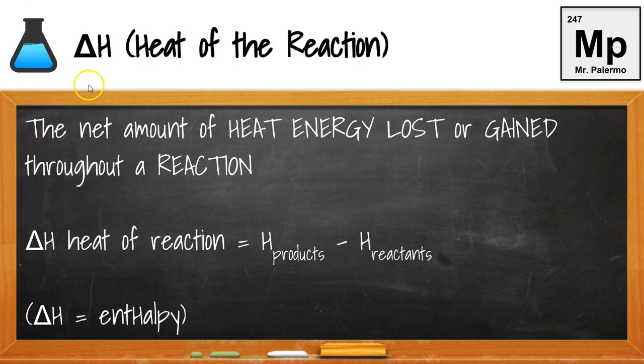Recall that delta H on Table I is called the heat of the reaction. That means it's the net or total amount of heat energy that's either lost or gained throughout a chemical reaction. The delta H can be calculated by looking at the energy of the products minus the energy of the reactants. That change, that delta H, is called enthalpy.